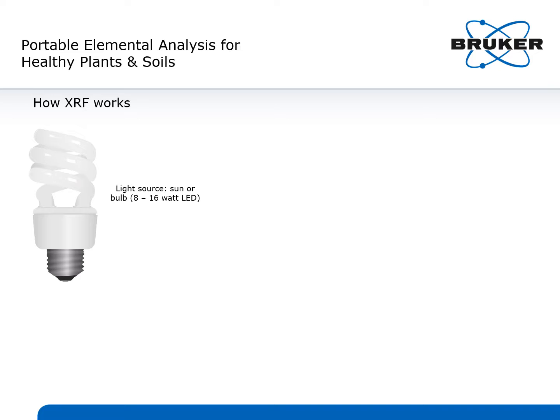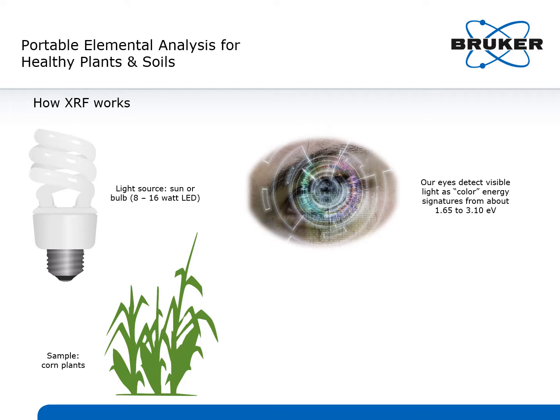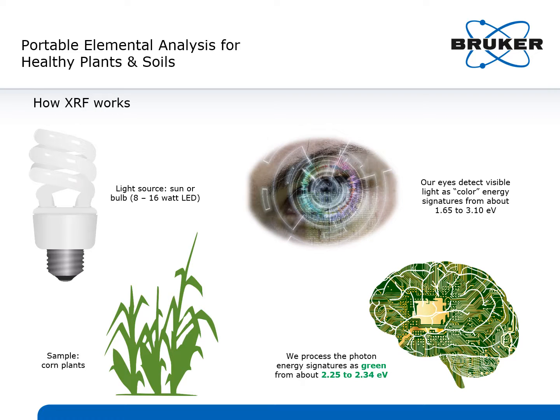That means when the sun or other light source shines on an object, our optical system detects photon energy signatures of color from about 1.65 to 3.10 eV. For example, we determine that these corn plants are green because processors in our brain know that the photon energy signatures we detected from 2.25 to 2.34 eV are green.